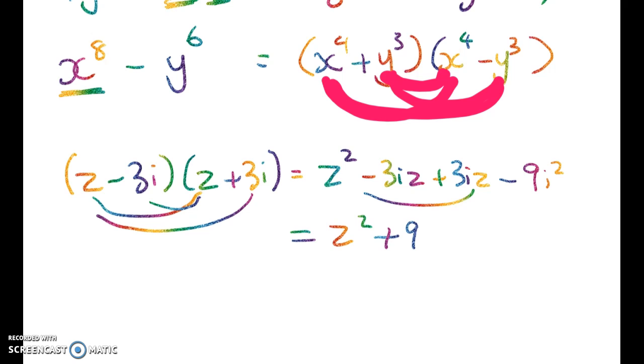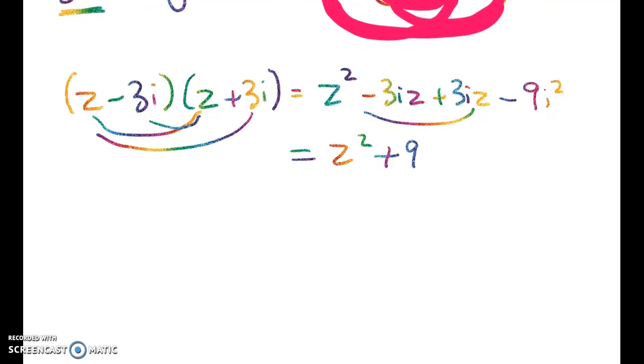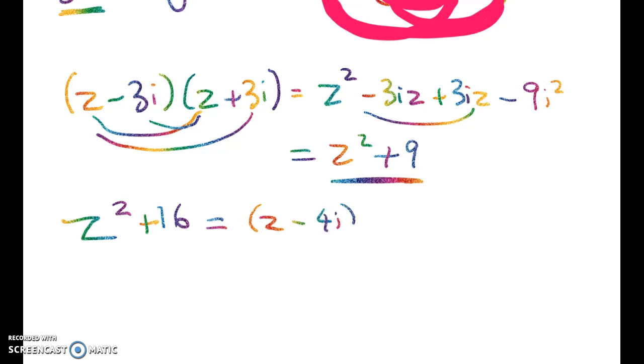So suddenly, instead of having a difference of 2 squares, it's pretty cool because we've got a pattern for the sum of 2 squares. So where this comes in handy is that we can factorize if we see something like this, z squared plus 16. We can think of that straight away as z minus 4i times z plus 4i. Make sure your z's look more like z's than mine.